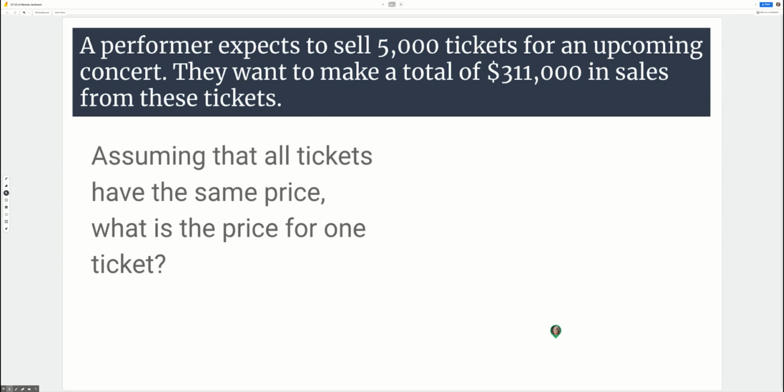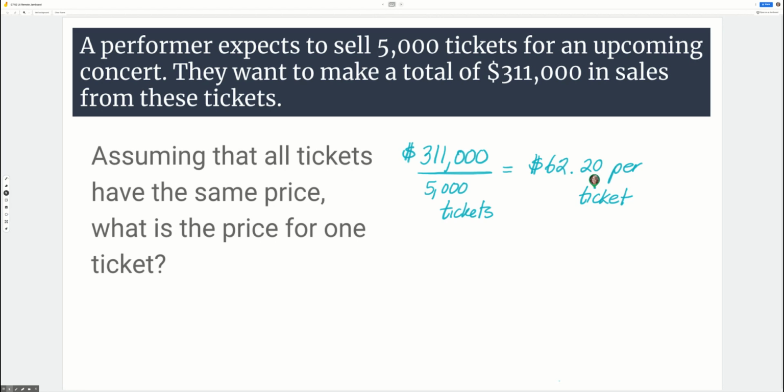So we know we have $311,000 for a total of 5,000 tickets. And if we want to know the cost per ticket, we take our calculator and type in the 311,000 and divide it by 5,000 to find our unit rate or cost per ticket. And we find that it comes to 62.2. Now, because this is money, it's $62.20 per ticket.